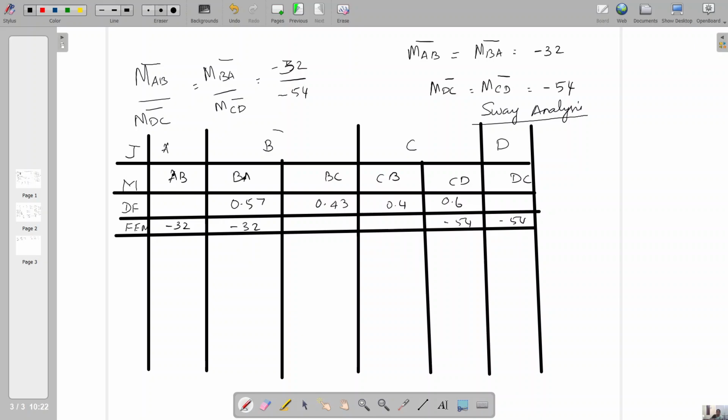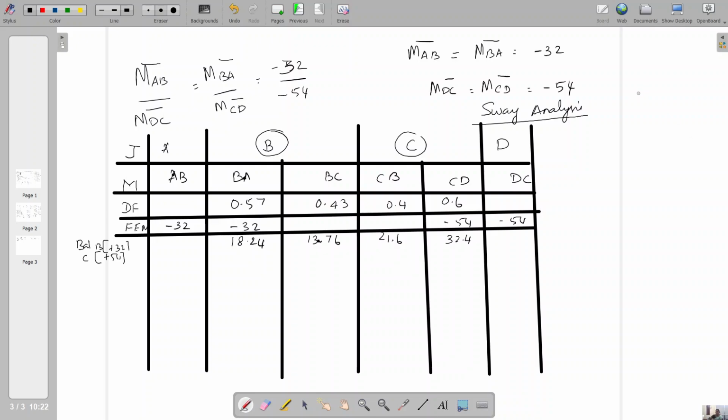Now you try to balance the joint B and joint C. So minus 32, here you consider 0. So you have to balance B for plus 32 and C for plus 54. You just multiply the corresponding distribution factors and put it below. So plus 32 into 0.57, it is 18.24. Here it is 13.76, and plus 54 into 0.4 is 21.6 and 32.4.